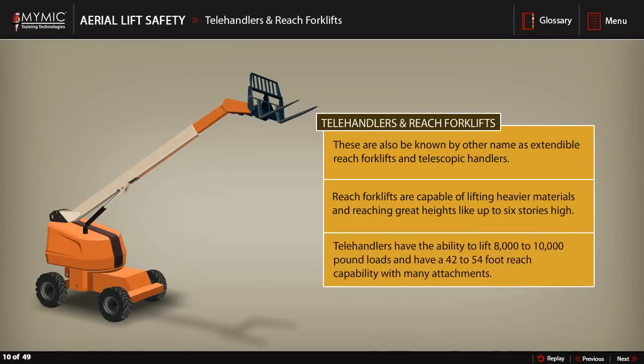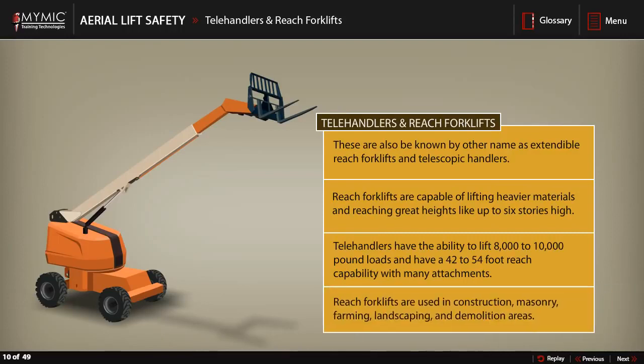Telehandlers have the ability to lift 8,000 to 10,000 pound loads and have a 42 to 54 foot reach capability. Many attachments are available for the telehandlers, which make this a very versatile machine. Construction, masonry, farming, landscaping, and demolition are just some of the areas that reach forklifts are being utilized.